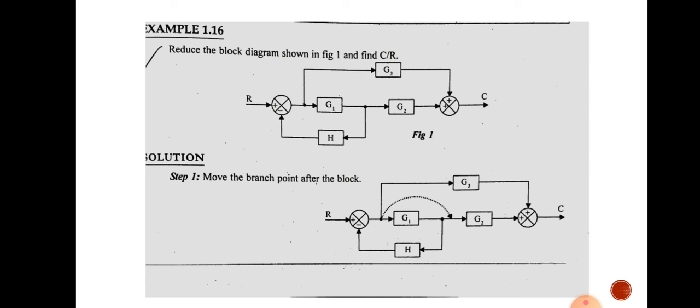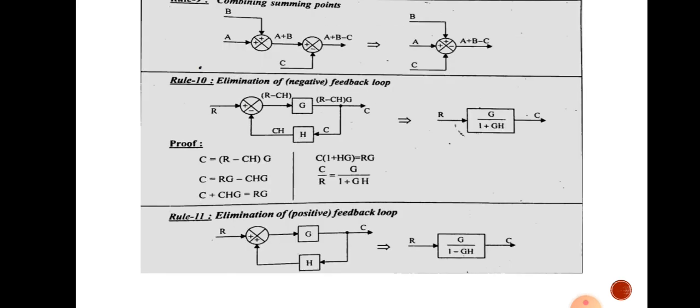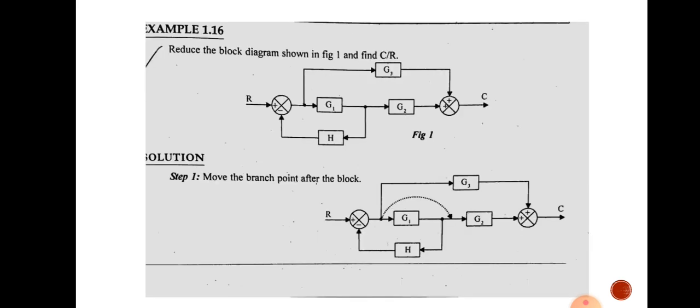First of all, you should remember the rules, then only you can apply them to the reduction process, and you should know at what point we have to use which rules. Then only you can solve the problem. You can change the branch point to some other points in order to get an easier solution to the problem.